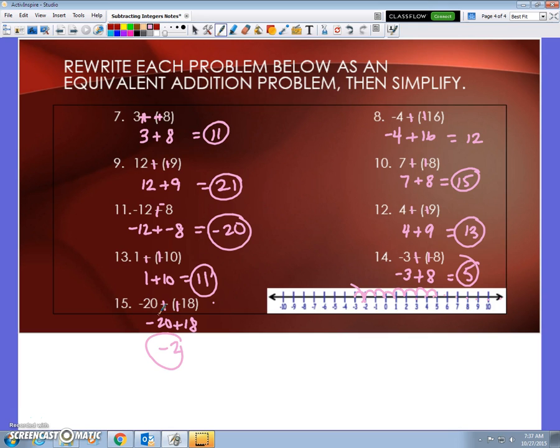Alright, so we just learned how to subtract by changing subtraction into addition, because we're really good at adding, but not so good at subtracting. So if we change everything to addition, then we'll never have to worry about subtracting, because it's all the same thing. So that's it for today, and we're going to practice in class.